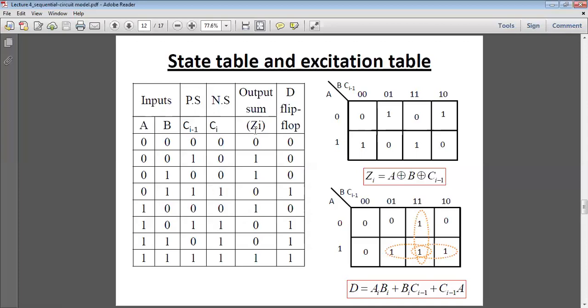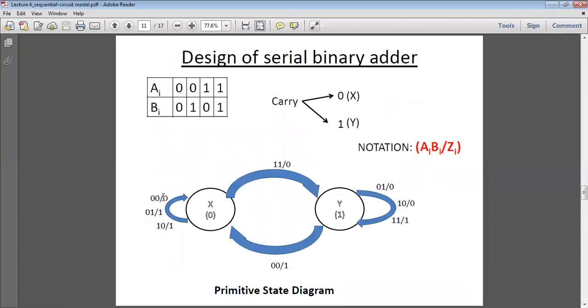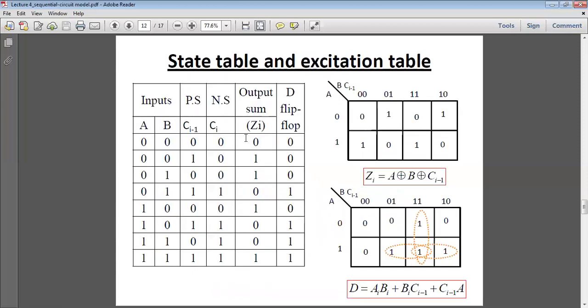Similarly, what are the outputs for 0 0 0? Just from this diagram 0 0 0, so output is 0. 0 1 0, output is 1. So this way, you can find out what the outputs are. Now you know the present state, next step. So what will be the output?